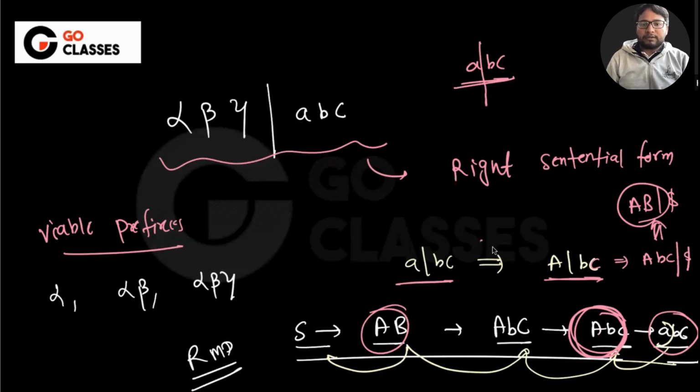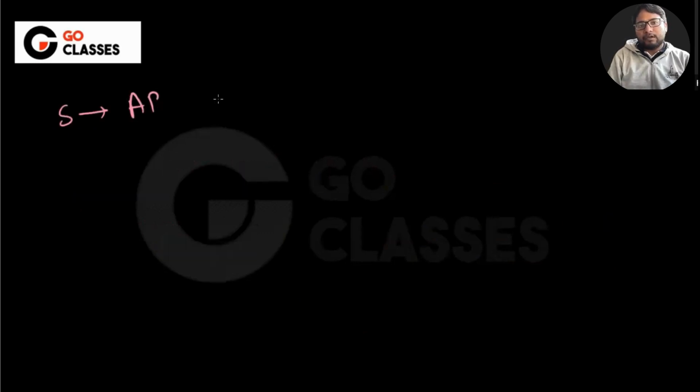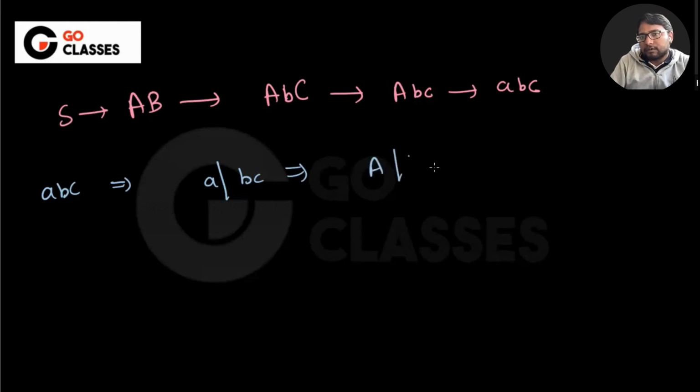Tell me, if I have something like this: S gives AB, this is a rightmost derivation, A gives small a, B gives small b, capital C, then this gives ABC. Tell me, if you want to parse abc, how would you have gone about parsing? And after this, what will you say? You will reduce small a to capital A, isn't it?